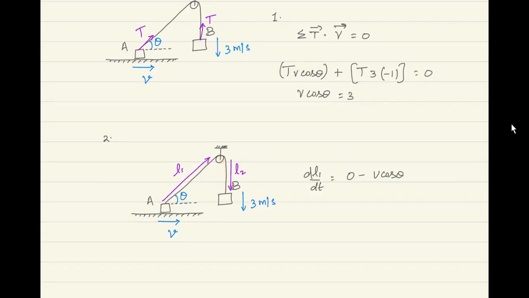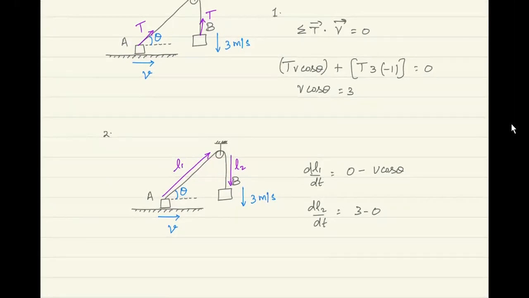So we can write dl2 by dt will be equal to 3 minus 0, and L1 plus L2, the length of the string, is constant. I'm neglecting the dimensions of the pulley. That assumption is made here for now. Or even if you consider the pulley to have some dimensions, the part of the length of the string on the pulley will be approximately constant. So L1 plus L2 I can anyway take to be a constant.